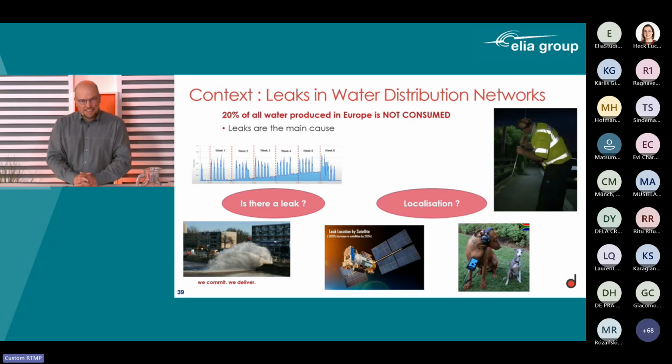Some words about leaks. In water distribution networks, 20% of all the water produced in Europe is not being consumed. And the biggest part of that, the main cause, is just leaks.